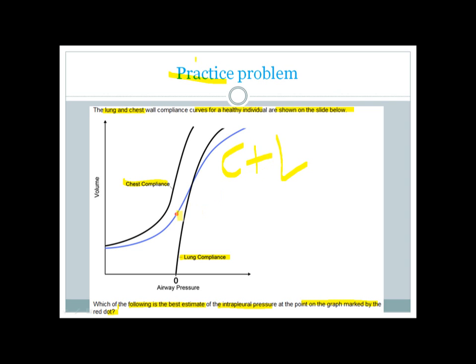And as you can see, this red dot is situated in a position where there is a negative pressure in the chest and a positive pressure in the lungs, and those are equal and opposite. So this must be the functional residual capacity, and at functional residual capacity the interpleural pressure is negative, about -3 to -5 centimeter water. So you got your answer here.